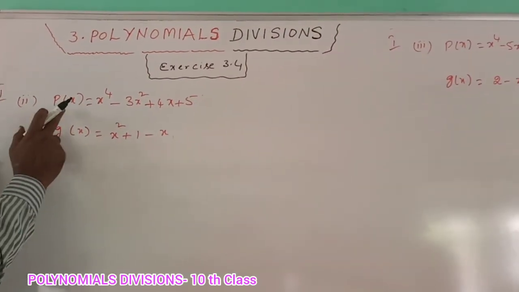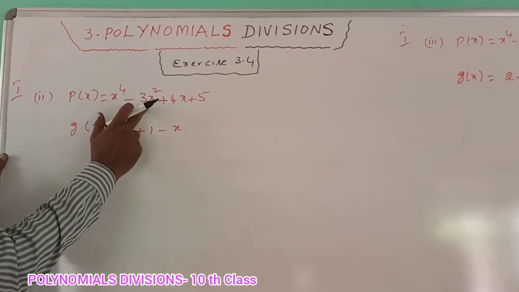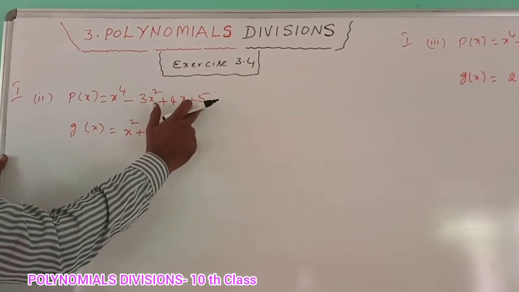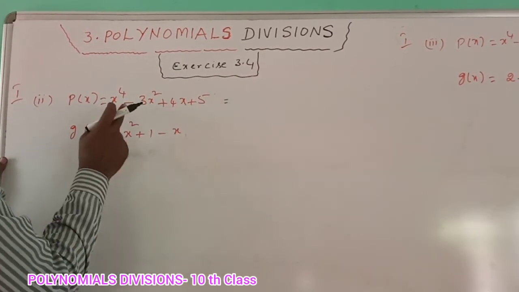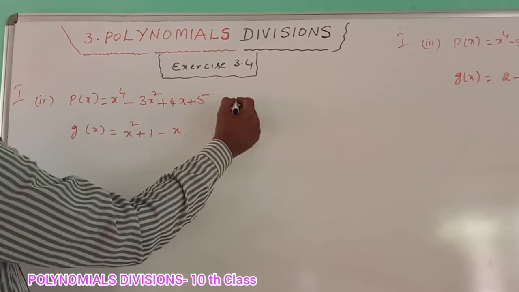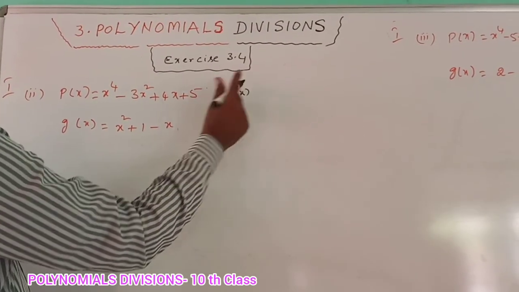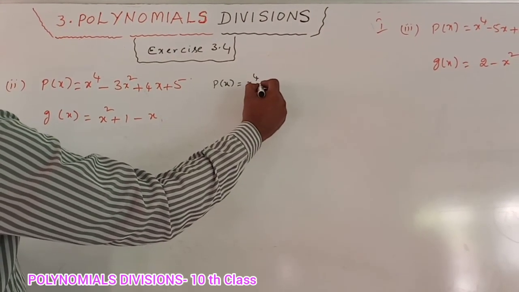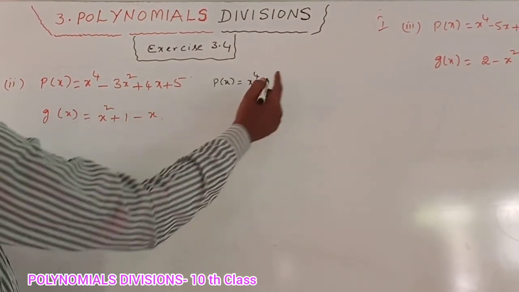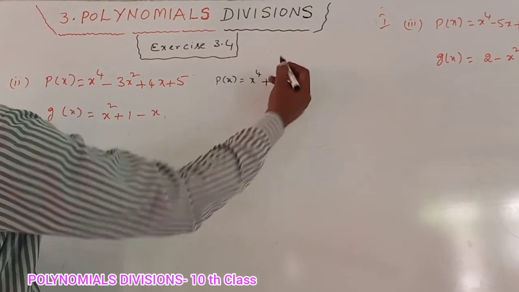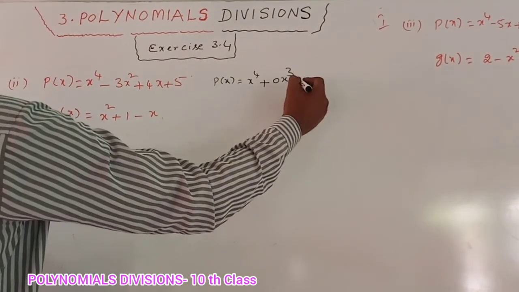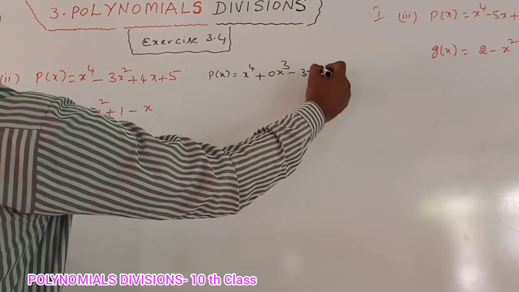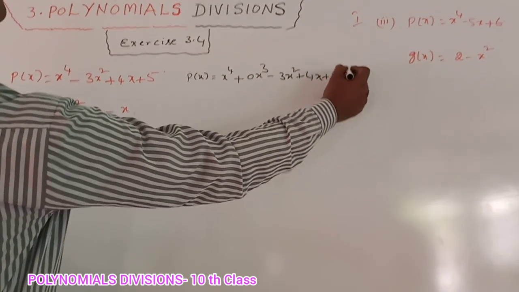Second question. P of x equals x to the power 4 minus 3x square plus 4x plus 5. Write in standard form. Here there is no x cube term, so P of x equals x to the power 4 plus 0x cube minus 3x square plus 4x plus 5.